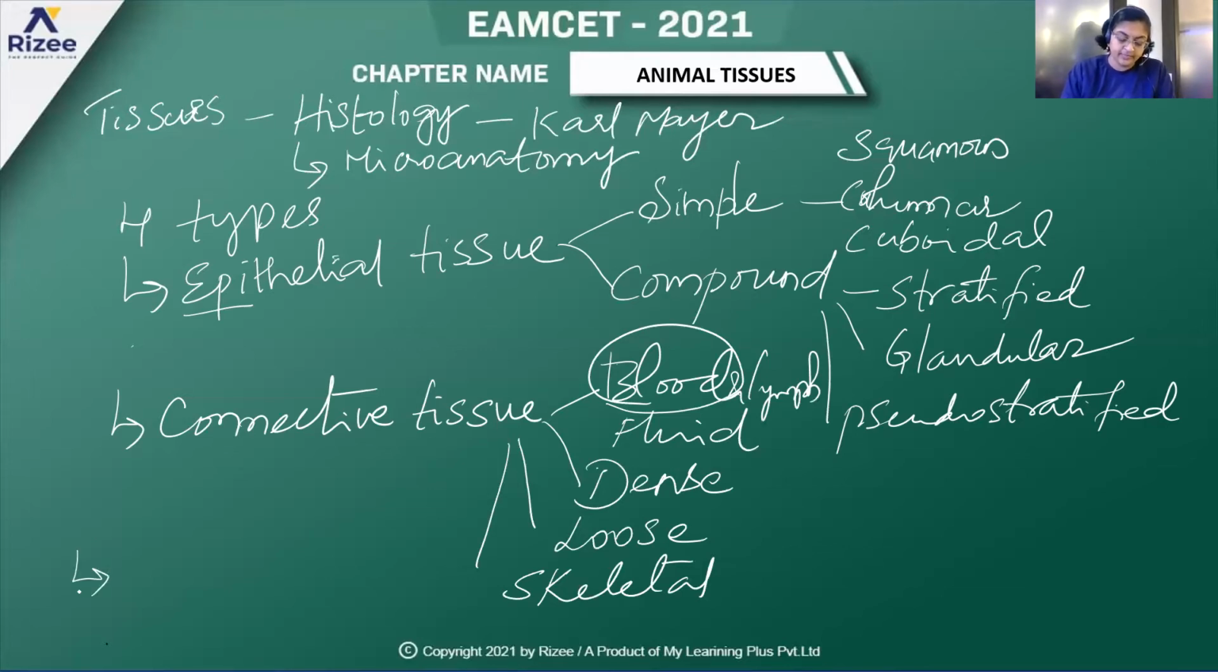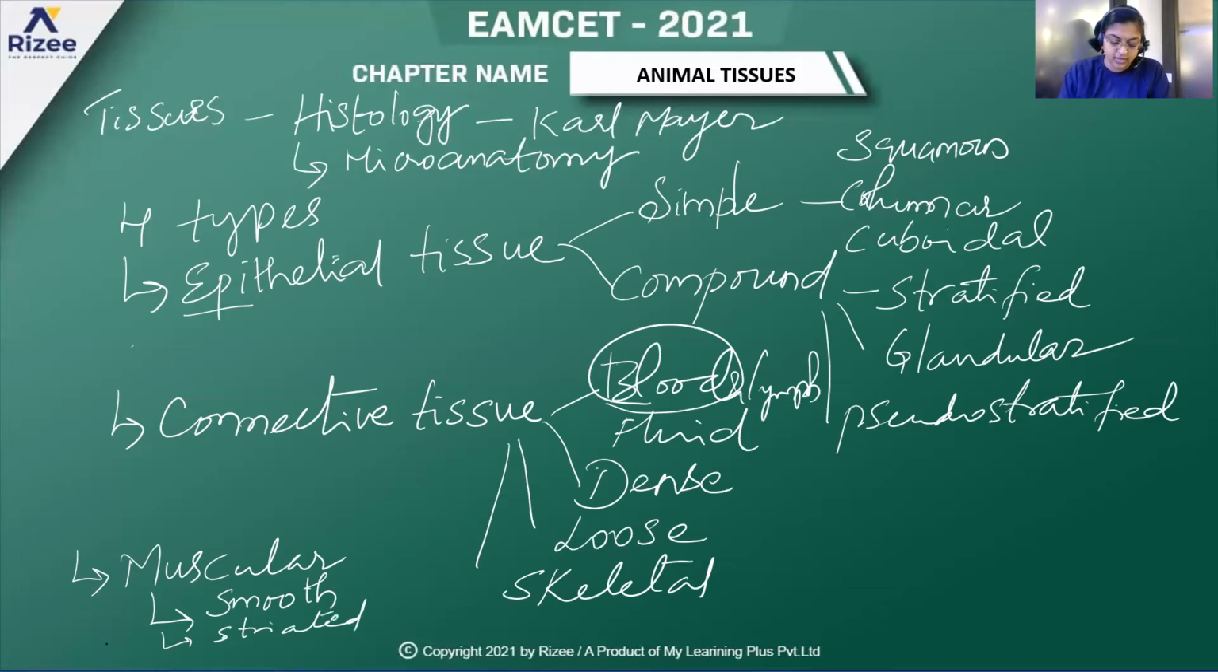Now, what is the third type? In this, we have muscular tissue. What are the different types of muscles which help in the movement of the organs within the body? This muscular tissue is studied under three headings: smooth muscular tissues, striated or striped muscular tissues, and the third one, cardiac muscular tissues. This helps in the movement of the organs within the body.